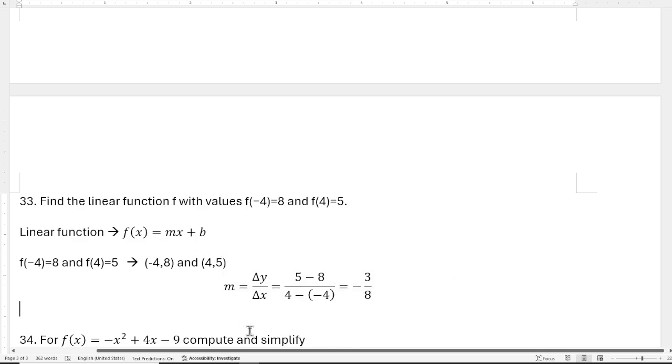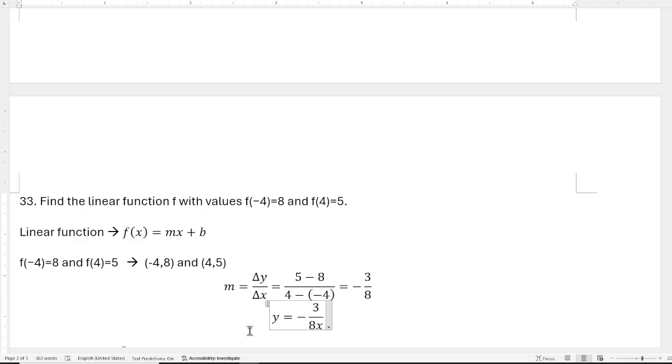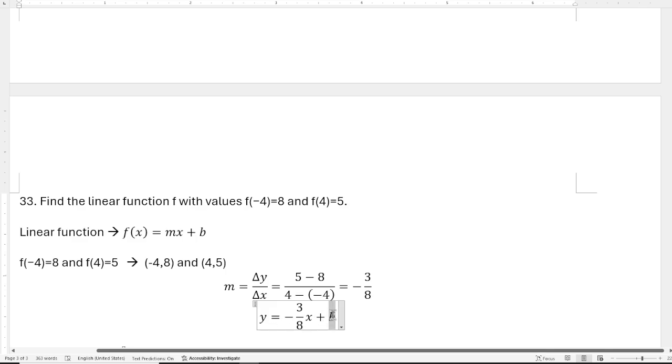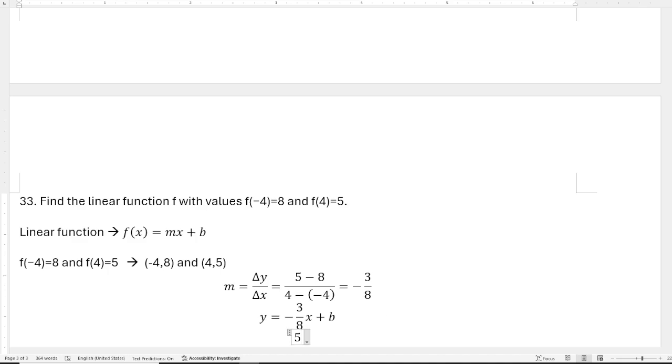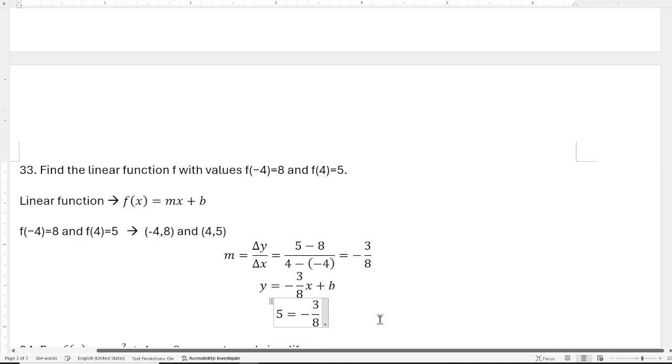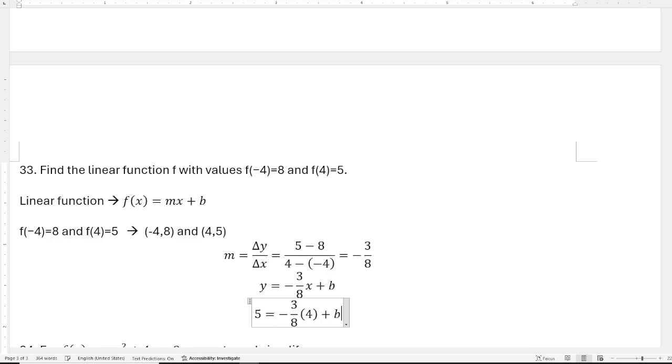Okay, so that means we have y equals negative 3 over 8 x plus b, but we still need to figure out b. How do we figure out b? Well, you just plug in anything. Now you're free to plug in this one or this other one, 4, 5. I guess positive numbers are less stressful. So let's take x as 4 and y as 5. So that gives you y is replaced by 5, then negative 3 over 8, and x is replaced by 4, plus b.